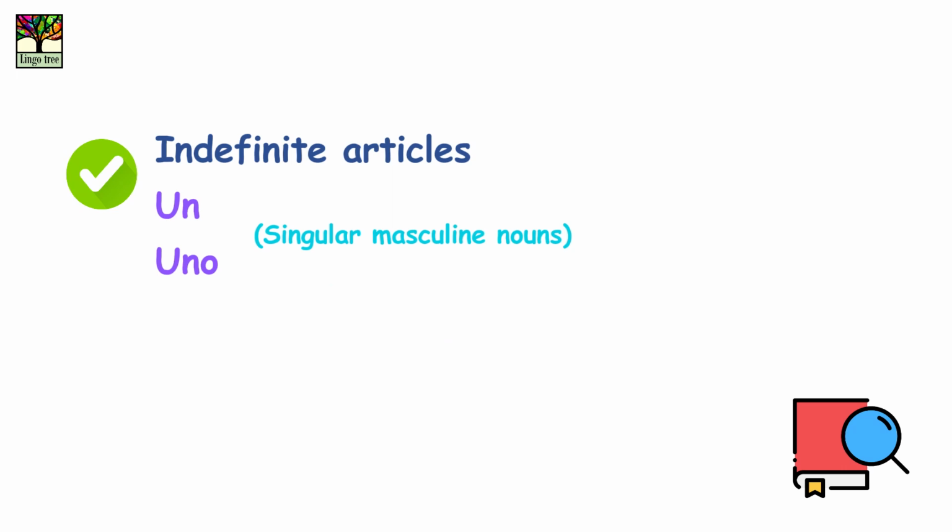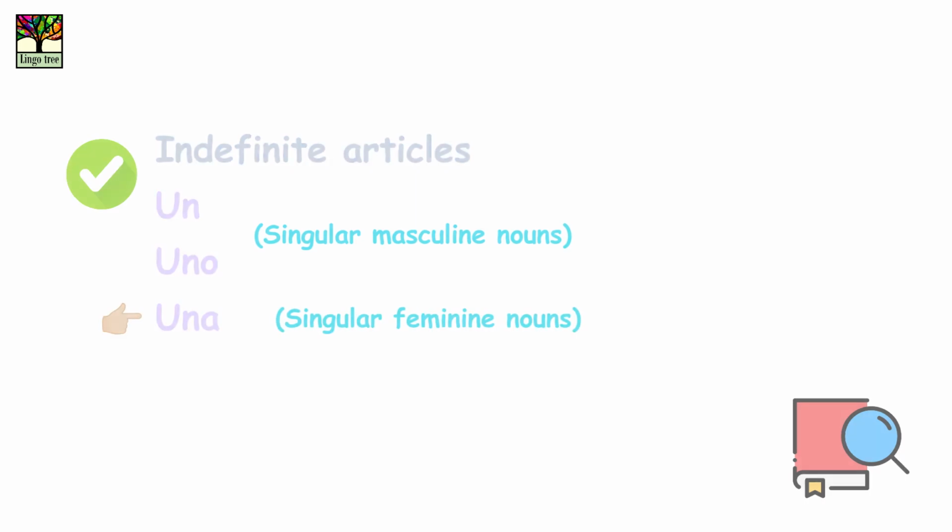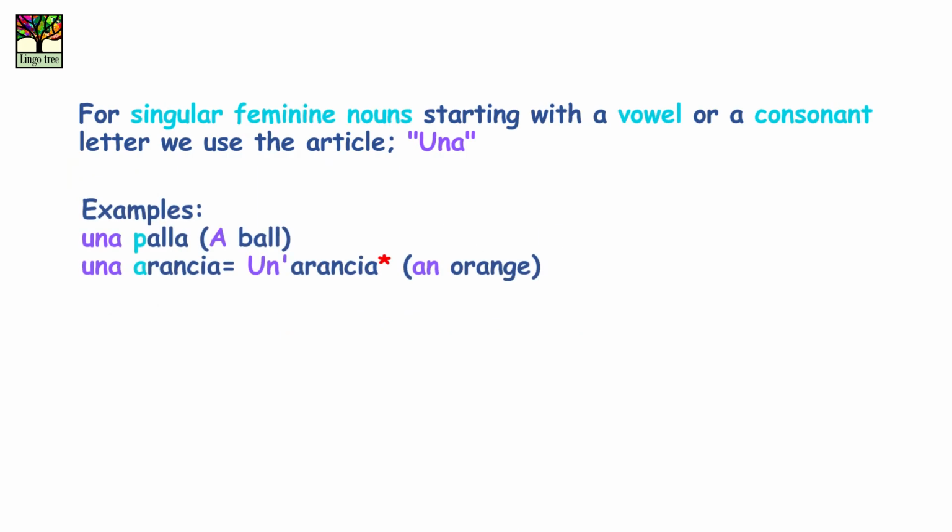Well done. You have completed the Italian indefinite articles used with singular masculine nouns. Now we will learn about the indefinite articles used for singular feminine nouns. For singular feminine nouns starting with a vowel or a consonant letter, we use the article una. Let's have a look at the examples.